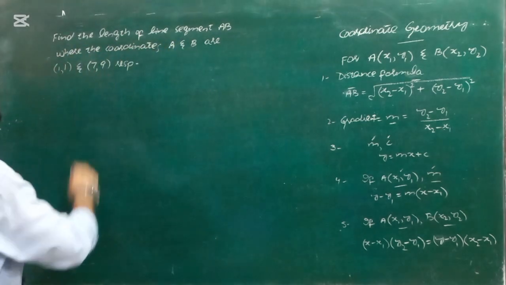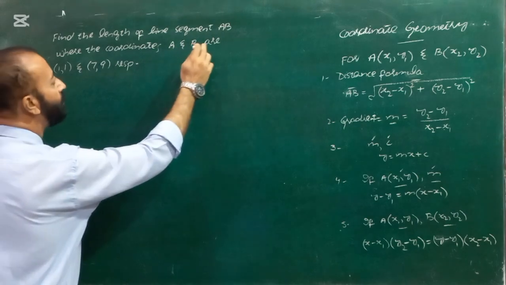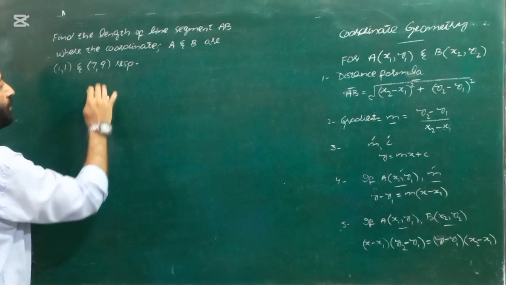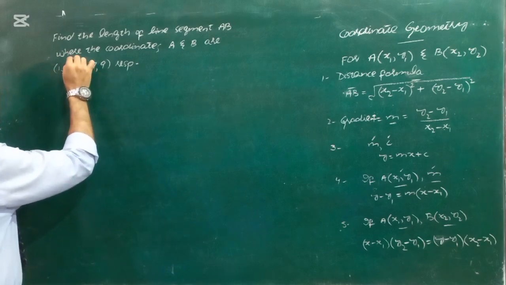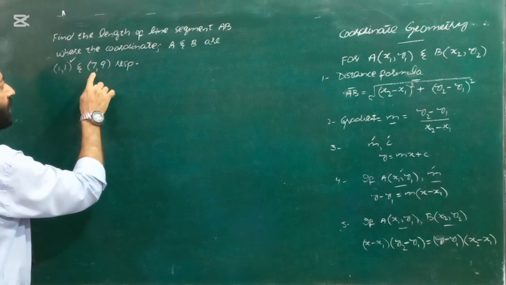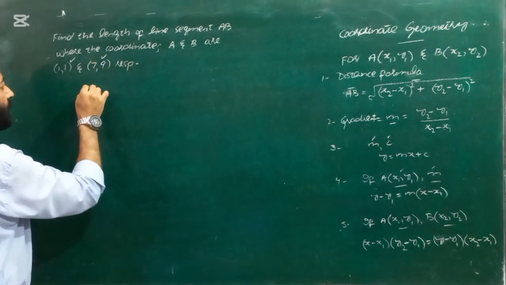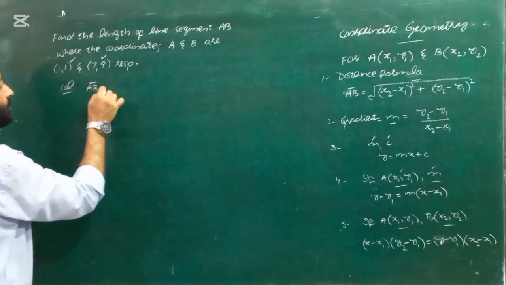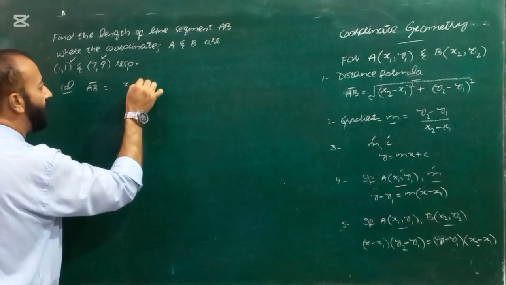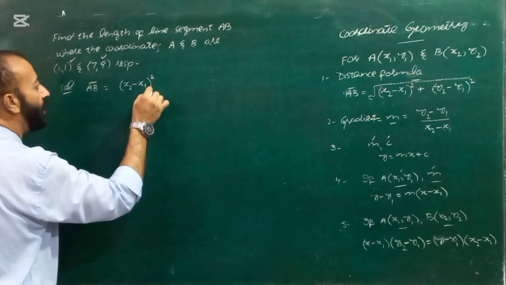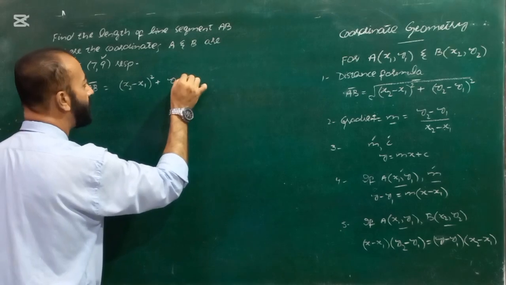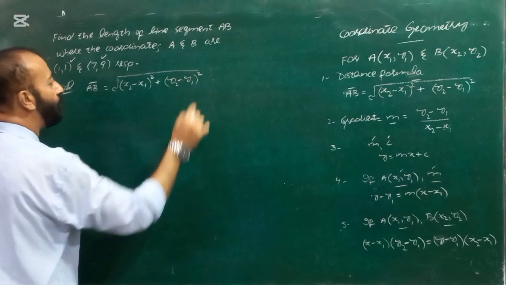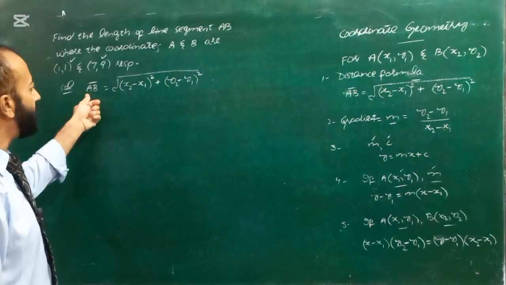Look now, here is a question. Find the length of the line segment AB where the coordinates A and B are given. Here are the A and B points. Suppose you call this point x1 y1 and this point x2 y2. So the formula for finding the distance between 2 points is the square root of (x2 minus x1) whole square plus (y2 minus y1) whole square. So this is the formula that will be used for finding the distance between the 2 points.